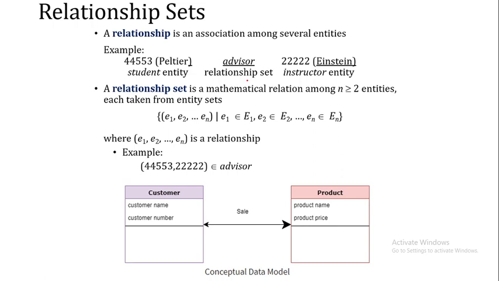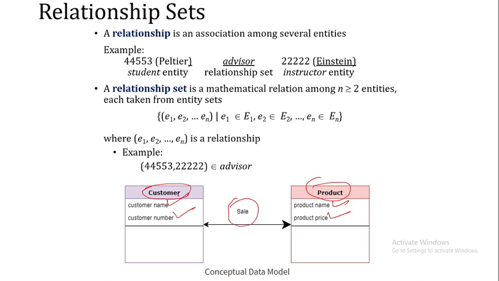Okay, here, just for an example, you see we have two different entity sets. This is customer and this is product, and the customer has two different attributes: one is customer name and one is customer number, and this is product name and product number. Then what is the relation that exists between product and the customer?